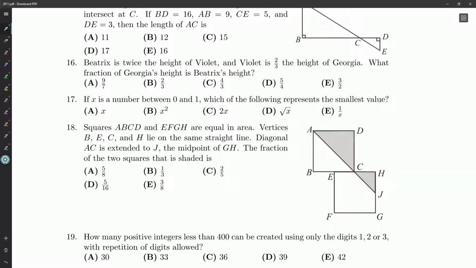Root Beer here with question number 17 on our 2011 Grade 8 Gauss paper. If x is a number between 0 and 1, which of the following represents the smallest value? So they actually do questions like this every once in a while, I've noticed. It doesn't actually matter what x is between 0 and 1, so one way to approach these questions is just to pick a number that satisfies their criteria, and then evaluate each of the possibilities. So I'm saying x, x squared, 2x, root x, and 1 over x, and just seeing which one's the smallest.